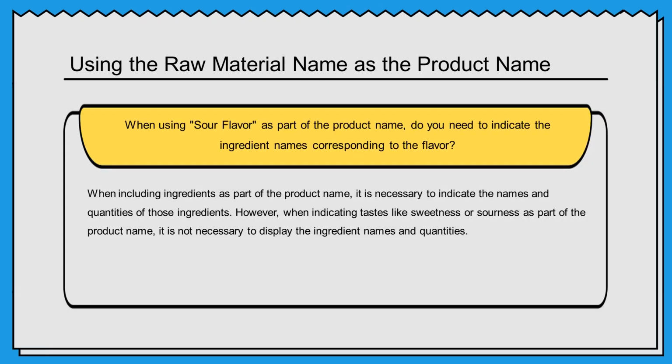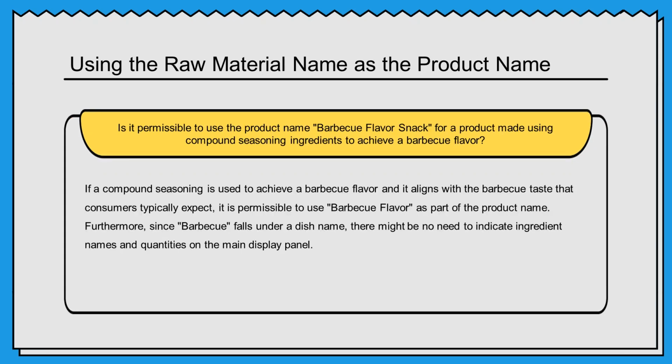When including ingredients as part of the product name, it is necessary to indicate the names and quantities of those ingredients. However, when indicating tastes like sweetness or sourness as part of the product name, it is not necessary to display the ingredient names and quantities. If a compound seasoning is used to achieve a barbecue flavor and it aligns with the barbecue taste that consumers typically expect, it is permissible to use barbecue flavor as part of the product name. Additionally, if the term used in the product name is a dish name, there might be no need to indicate ingredient names and quantities on the main display panel.